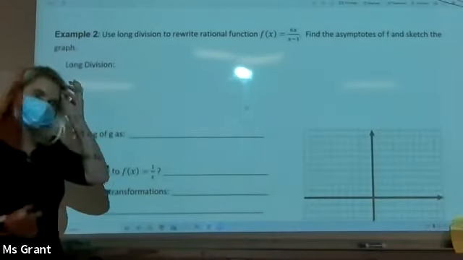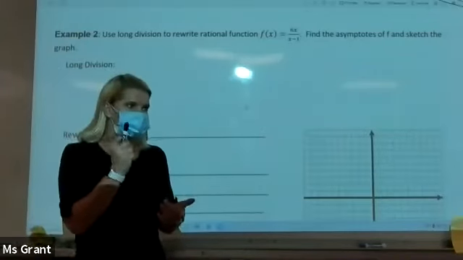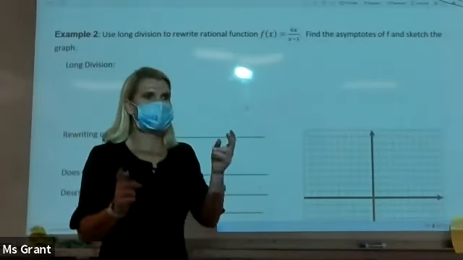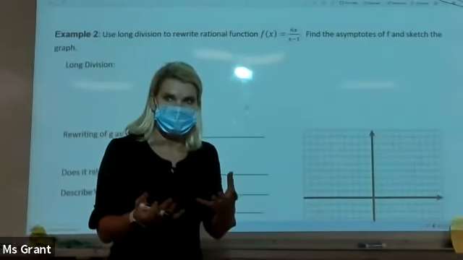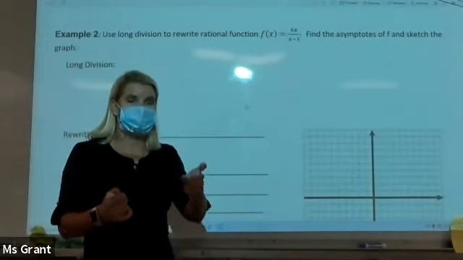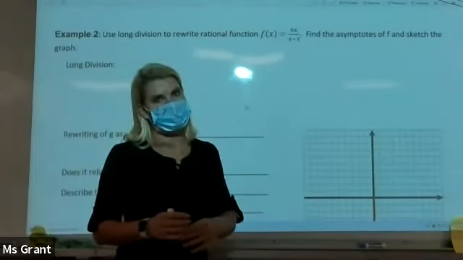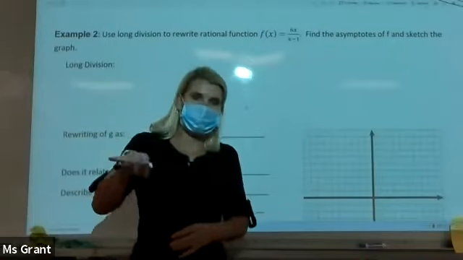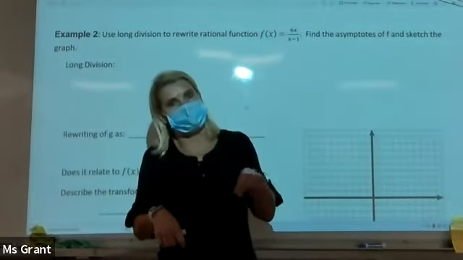Okay, first job, do long division. Second job, write my results, my answer. Then find my vertical asymptote and my horizontal asymptote. Then pick points on the left side of my vertical asymptote, pick points on the right side of my vertical asymptote.